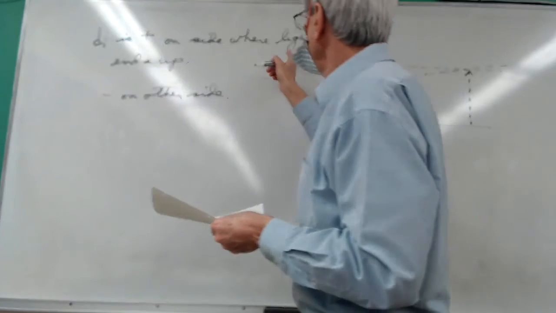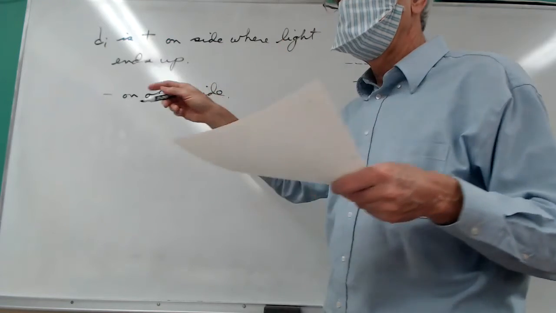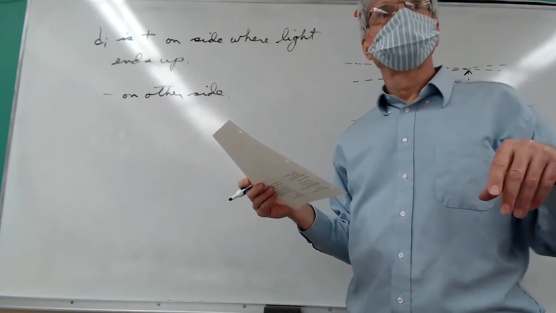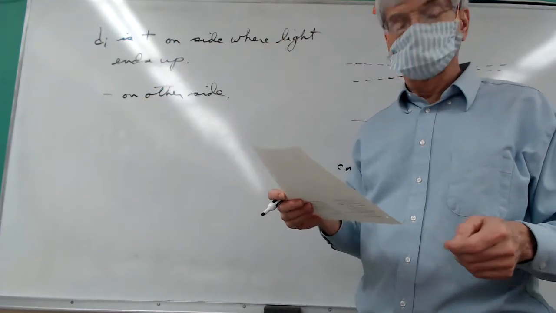So positive on the side where the light ends up, negative on the other side, behind a mirror, or in the case of a lens, the same side as the object.